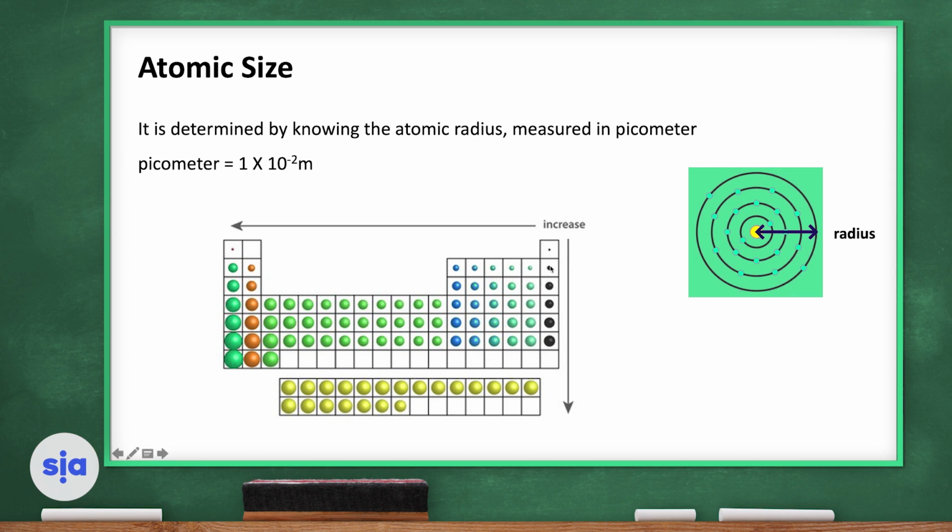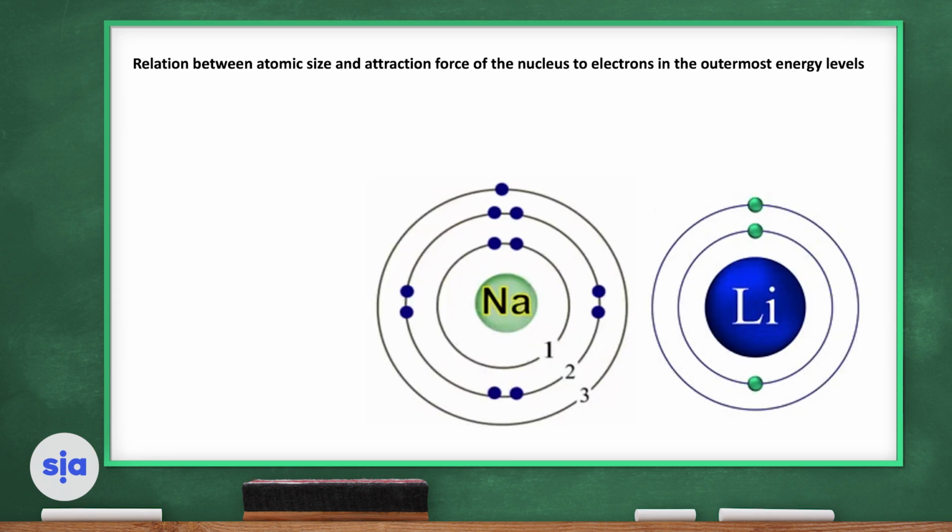Can you see this picture? What do you notice? This is the distribution of atomic sizes of elements. So atomic size increases in this direction and in this direction. Going from up to down, the atomic size will increase, and going from the right to the left, the atomic size will increase.